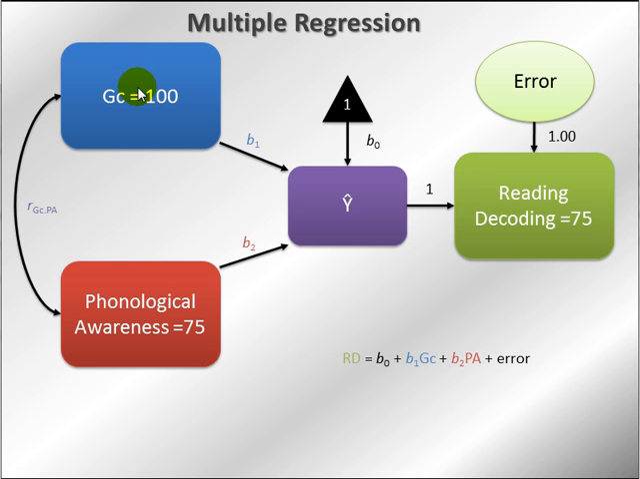So here are my 2 predictors. These 2 predictors are correlated. The correlation is symbolized by this curved double-headed arrow.